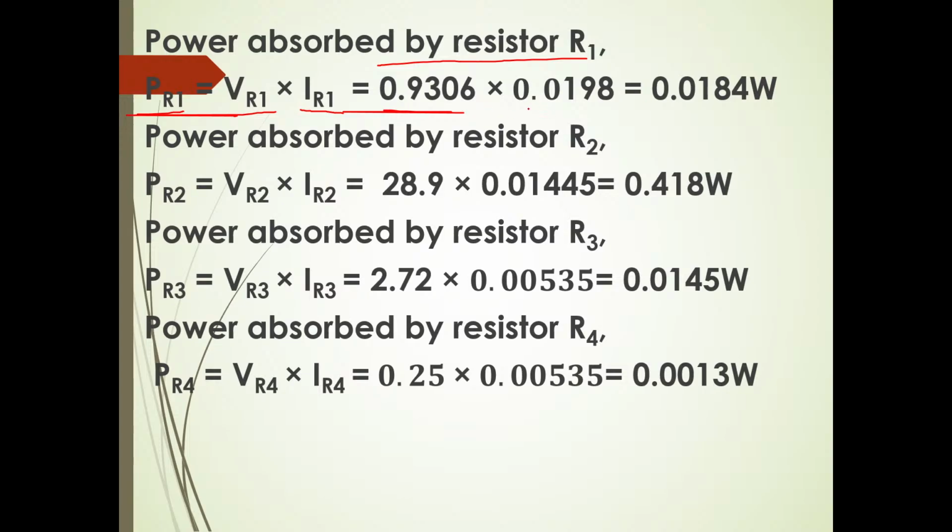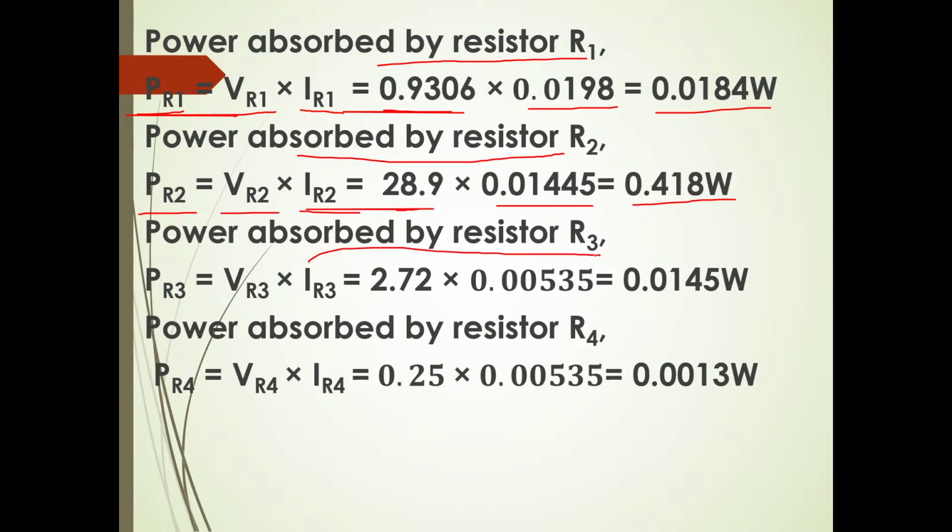And IR1 is 0.0198. You just multiply, you will get 0.0184 watts. Similarly, power absorbed by resistor R2, PR2, is VR2 into IR2. VR2 is 28.9, IR2 is 0.01445. Just multiply those two, you will get 0.418 watts.